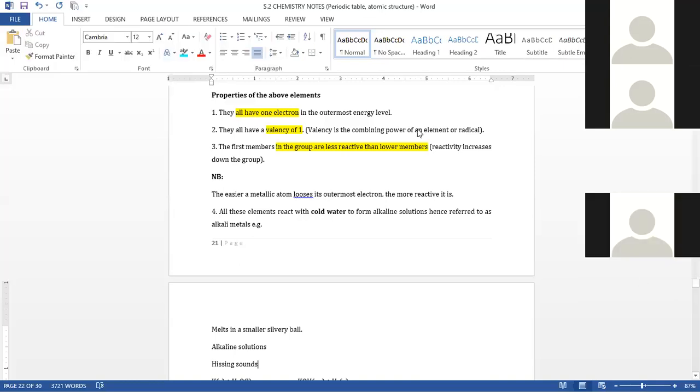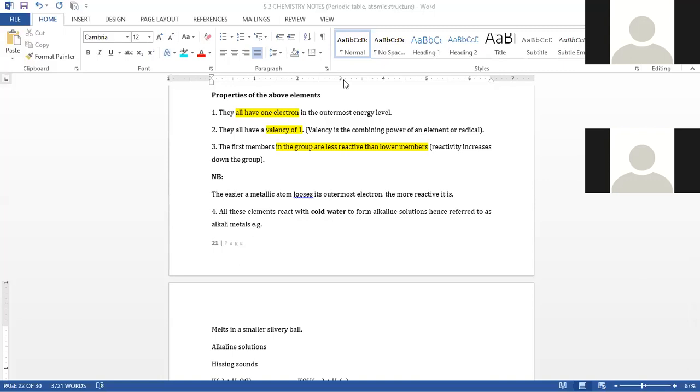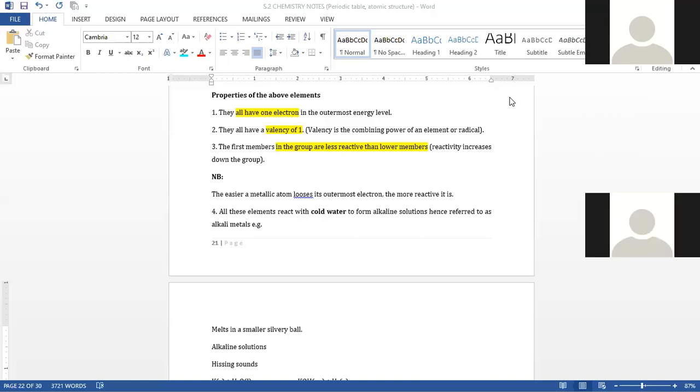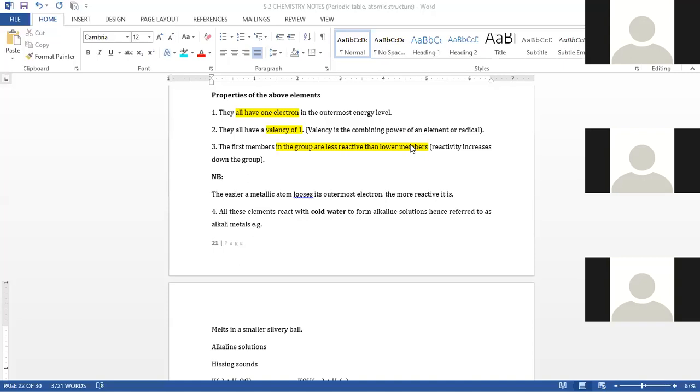Okay, next person. Let me see. Grace, continue. Potassium reacts much faster than sodium. Perfect. Kajimu, Jovia. Completely dissolves to give off a colorless solution that turns red litmus paper blue.